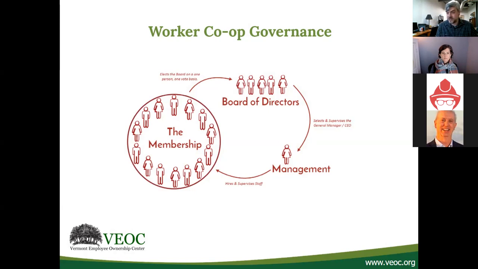And they select a general manager or CEO, give them certain strategic direction, and are responsible for their compensation, that sort of thing. And then that management has the power to hire and fire employees. And one of the things that's important to remember with employee ownership is, you're an owner, but you're also an employee. So an employee owner can be fired for not performing their work effectively.